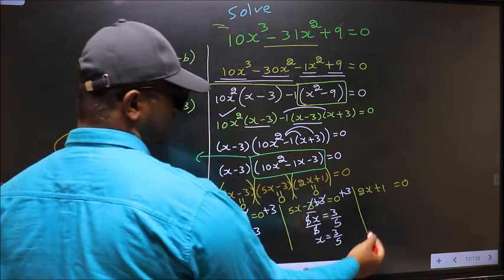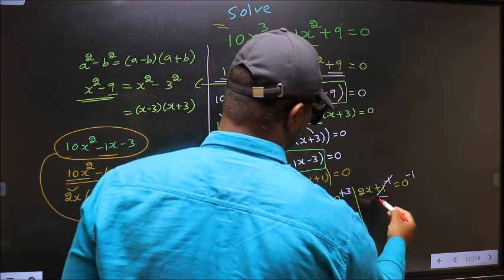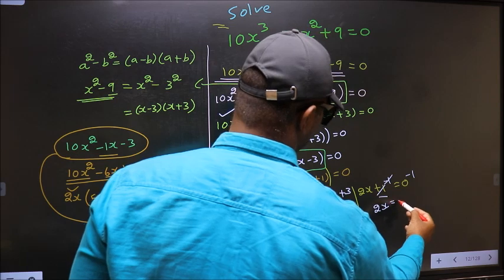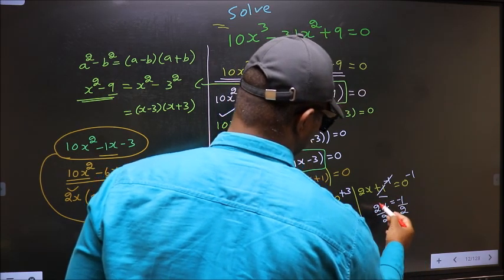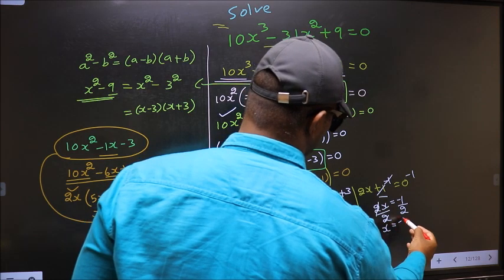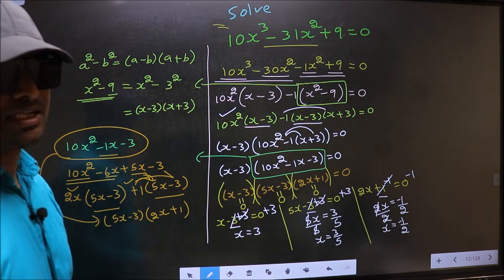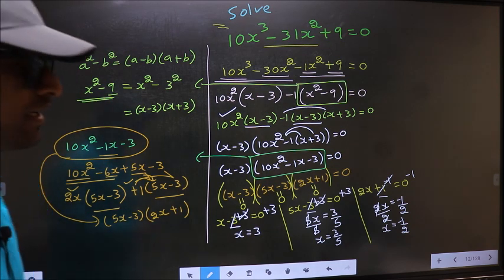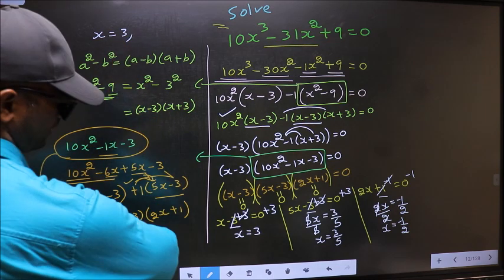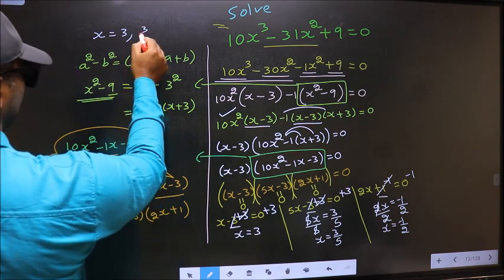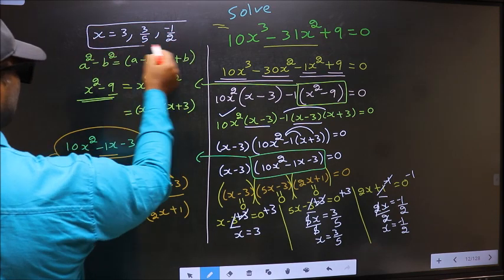Now here, first we should remove plus 1, so subtract 1. We get 2x equal to minus 1. Now we should remove 2, so divide by 2. We get x equal to minus 1 by 2. So the x values that we got are 3, 3 by 5, minus 1 by 2. This is our answer.